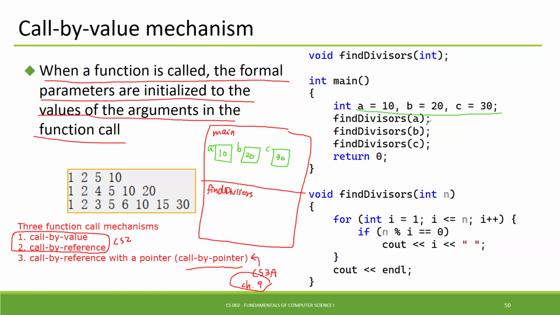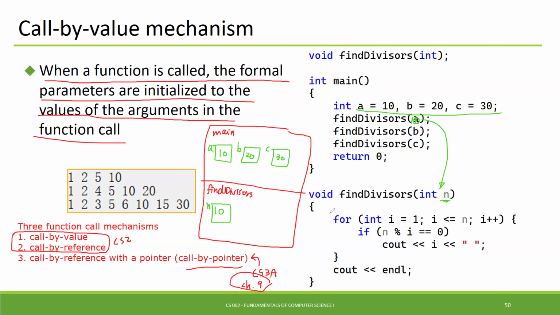And then 10 will be passed to N, right? So we pass the value. Then the formal parameter will receive the value. This is the call by value mechanism. When you call the function, pass the value, and the function will receive the value in the formal parameter. So N is created and 10 will be saved in N, right?